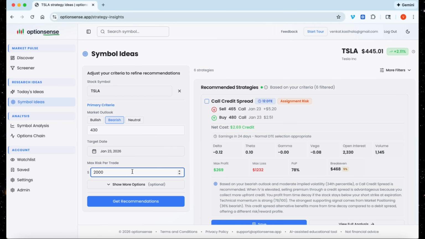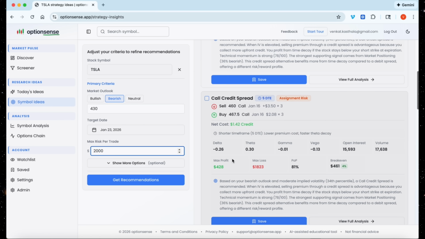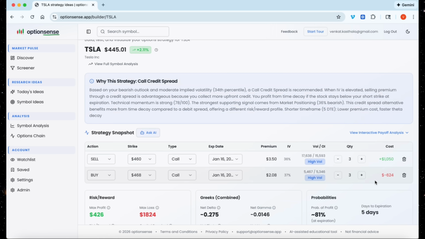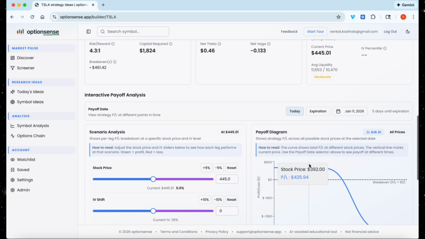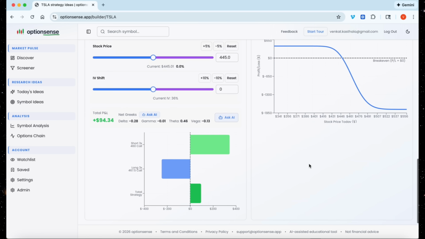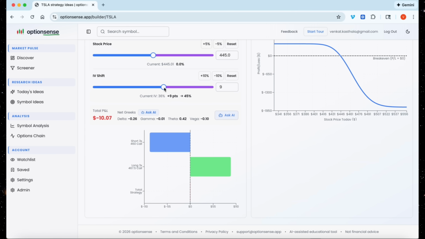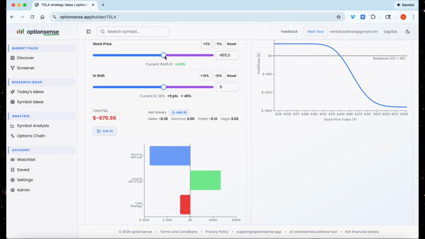These are data-backed starting points, not trade alerts. Click View Full Analysis to open the Strategy Builder. Review risk, Greeks, probabilities, and payoff charts. Then run what-if analysis. Adjust stock price or implied volatility and see how the trade reacts.